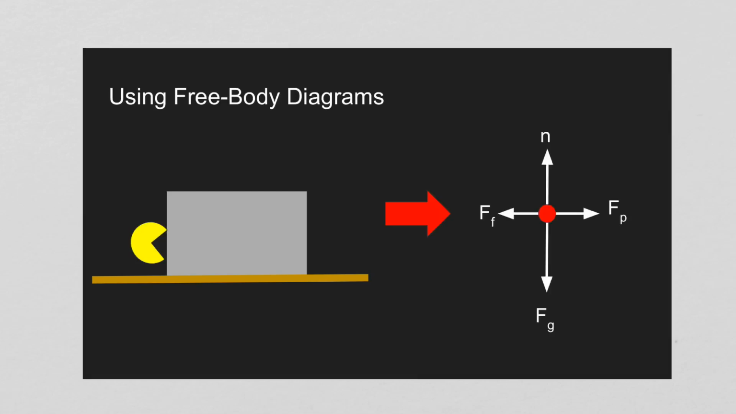And remember, when we draw a free body diagram, we draw the forces acting on something. So here I just drew the block as that red circle right here. That's the block. That's how physicists draw. And then every force that's acting on it: gravity, normal force, Pac-Man, and then friction.